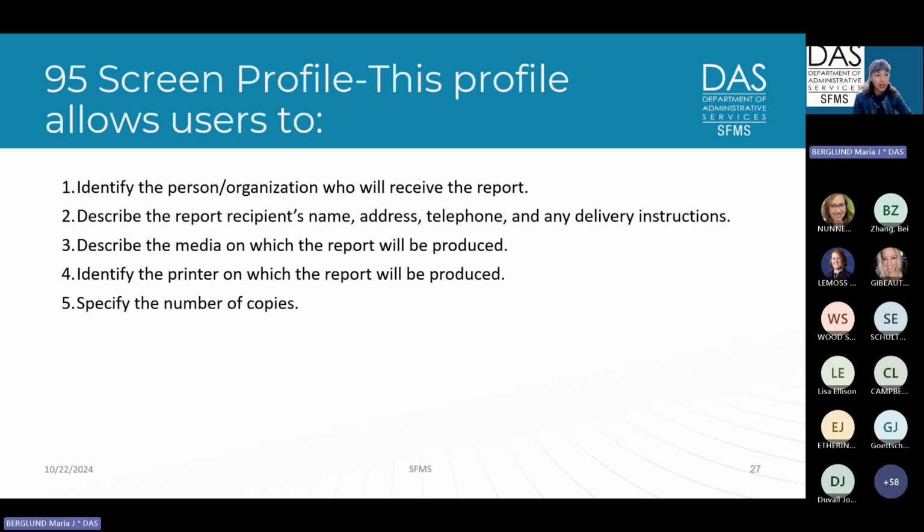clarified. It describes the media, like how we want to receive this report, identifies the printer if this report needs to be printed in an agency location, and specifies the number of copies if you need 2 or 3 copies of the same report.